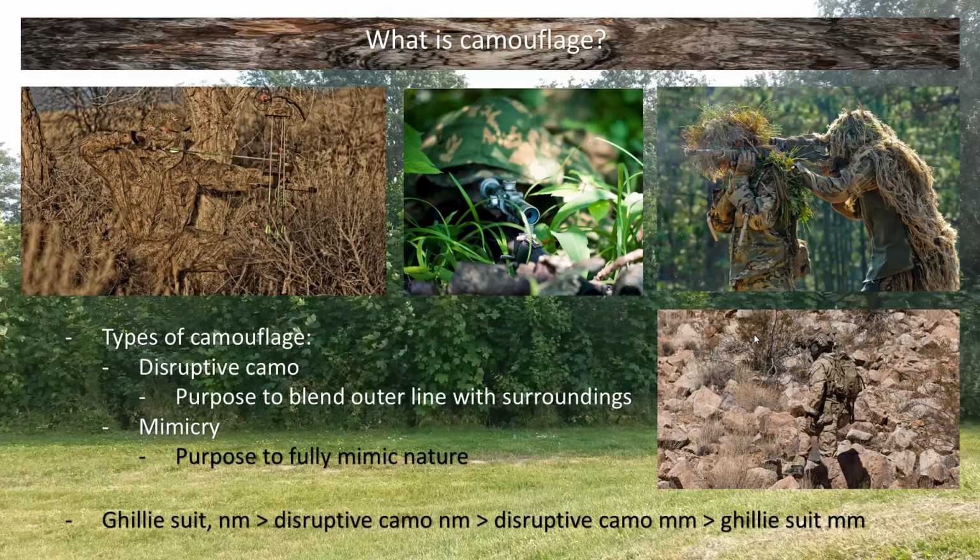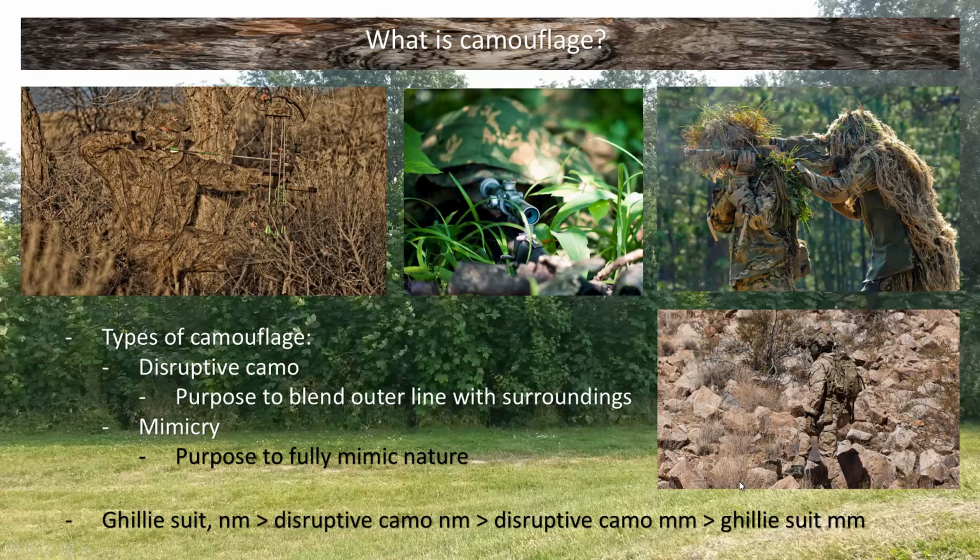There we go. Now, what is camouflage? Well, first of all, you've got different types of camouflage, and there's disruptive camouflage and mimicry. Mimicry, well, it says mimic, so you get an idea of what mimic is. In the left corner you see this guy sitting right in front of a tree. He definitely looks like his surroundings, which is mimicry, and its purpose is to fully mimic nature, like it does here. And then we have the disruptive camo, which is like the Multicam.